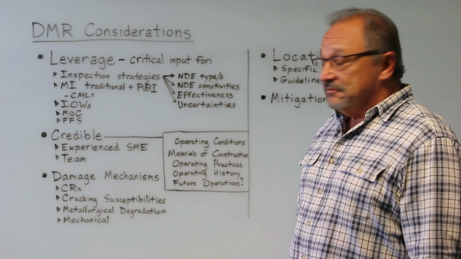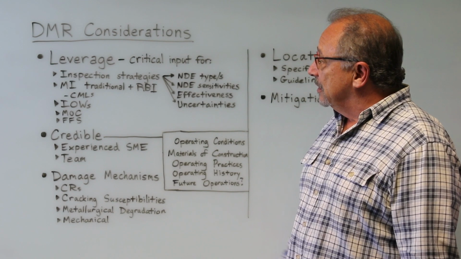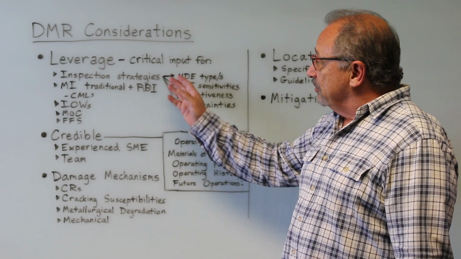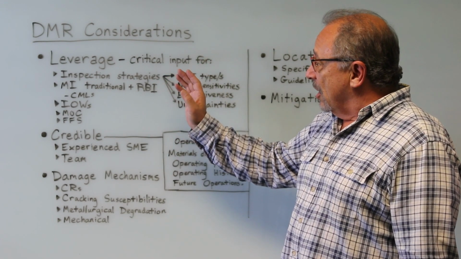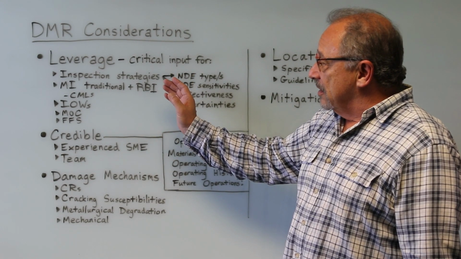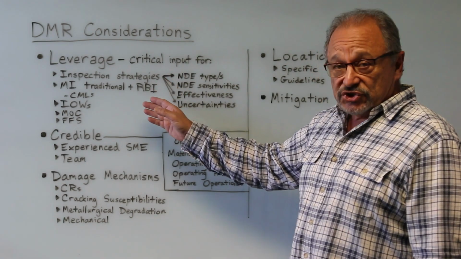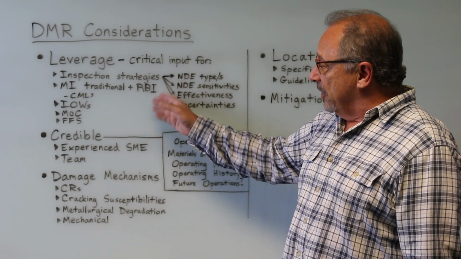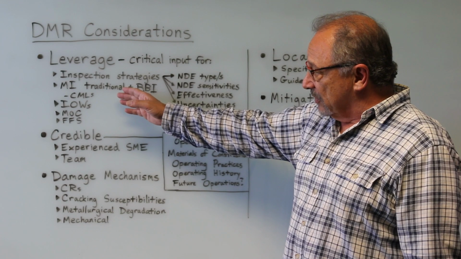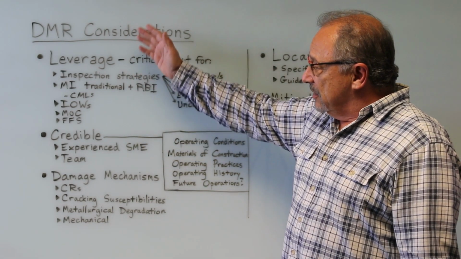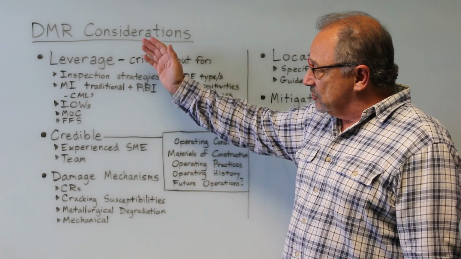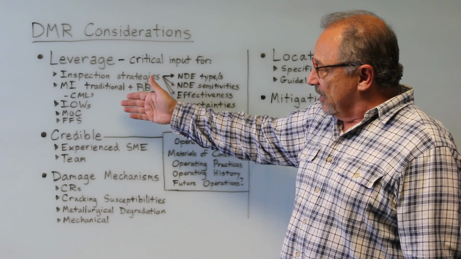So first things first, beginning with the end in mind, DMRs can be leveraged for a lot of activities. Critical input for a DMR are inspection strategies. It can also be used for mechanical integrity programs, whether it's a traditional inspection program and/or an RBI program. Of course, to identify corrosion or condition monitoring locations, I should say. The information from a good DMR can also be used for integrity operating windows, which you can define at the same time with a little extra effort.